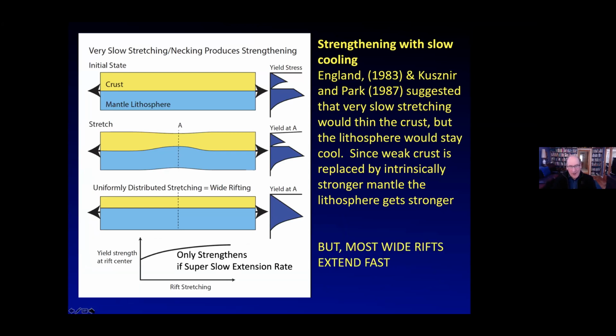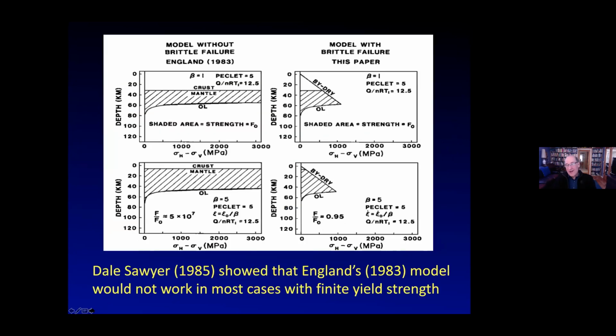And so the idea is that the strength actually could go up. And the problem with this is that it only seems to work at incredibly low strain rates. And most wide rifts don't extend super slowly. So this doesn't seem to work. And the person who first really pointed out a terrific problem with it, about this slowness, was Dale Sawyer, whom unfortunately we lost last year. He died, but a great scientist.